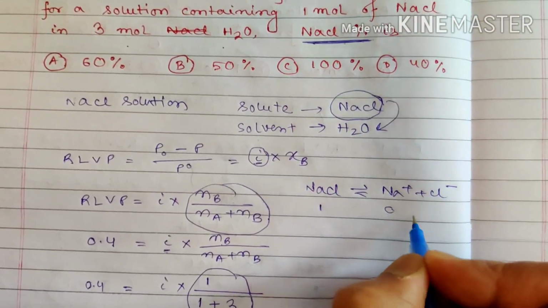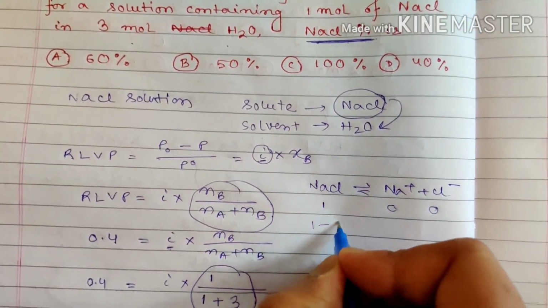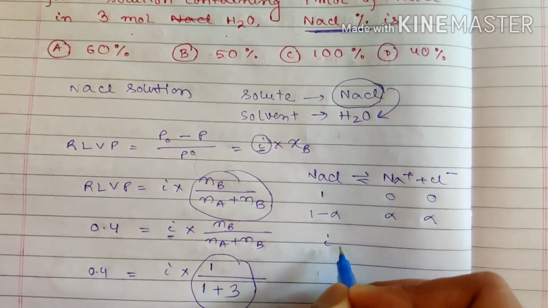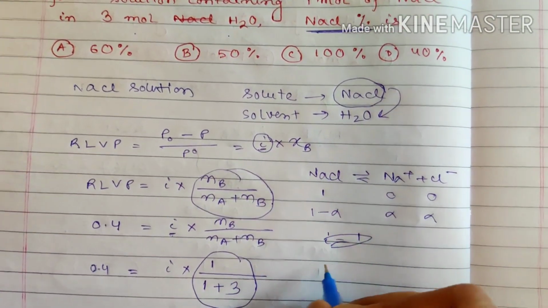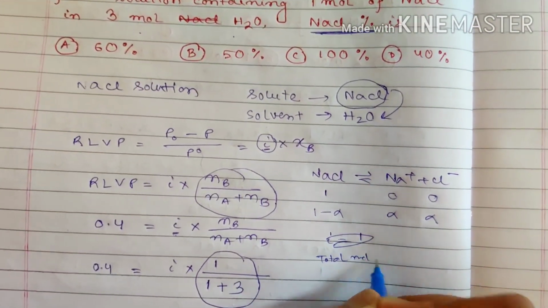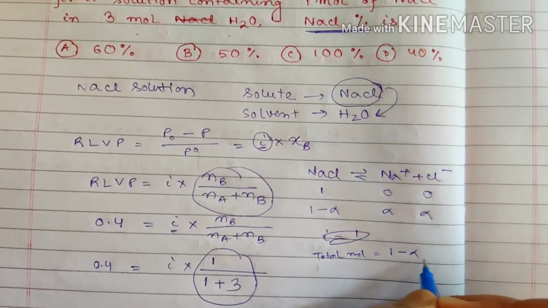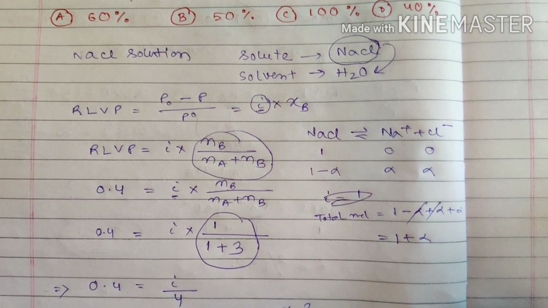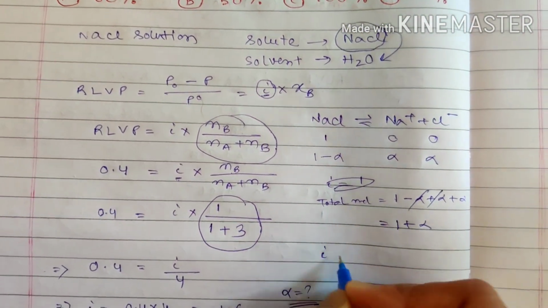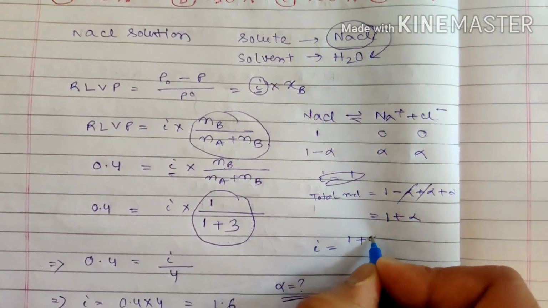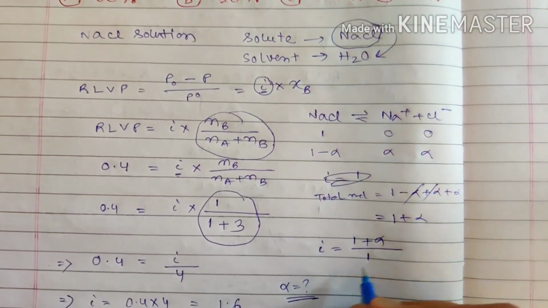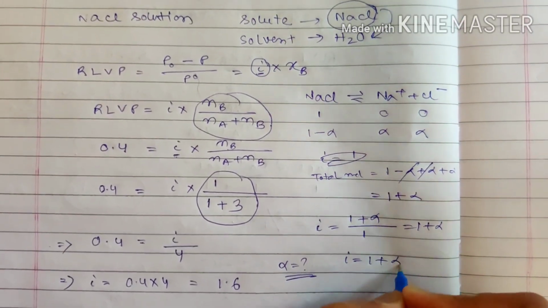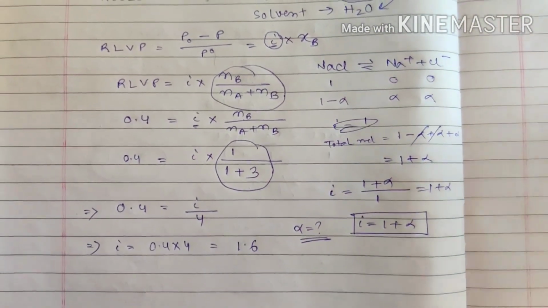of NaCl was giving rise to 0 and 0. Now if it is 1 minus alpha, and alpha and alpha, what will happen? The value of i, the total moles after dissociation, should be 1 minus alpha plus alpha plus alpha. So it will cancel out, and it should be 1 plus alpha. So the value of i is the number of moles after dissociation, 1 plus alpha, divided by 1, which is ultimately 1 plus alpha. So in this case, we are assuming the formula that i is equal to 1 plus alpha.